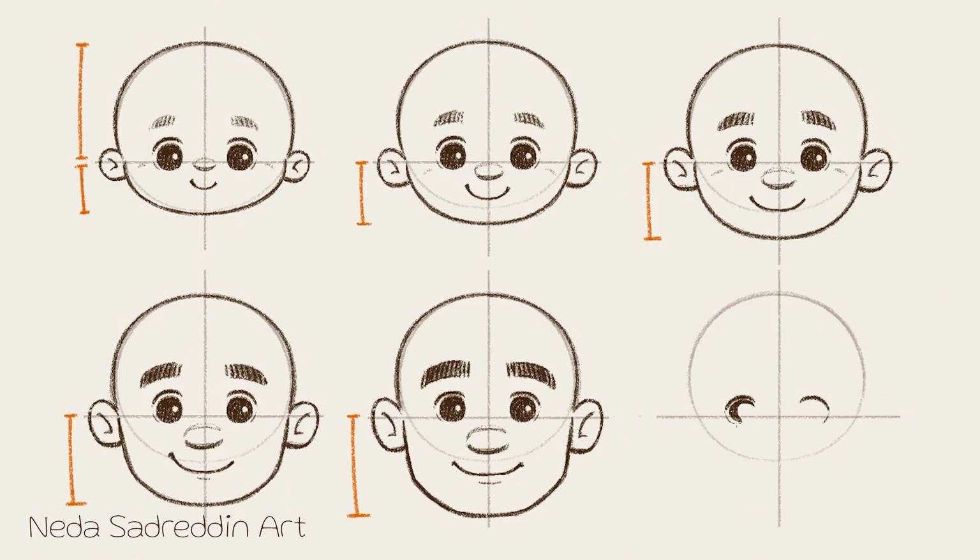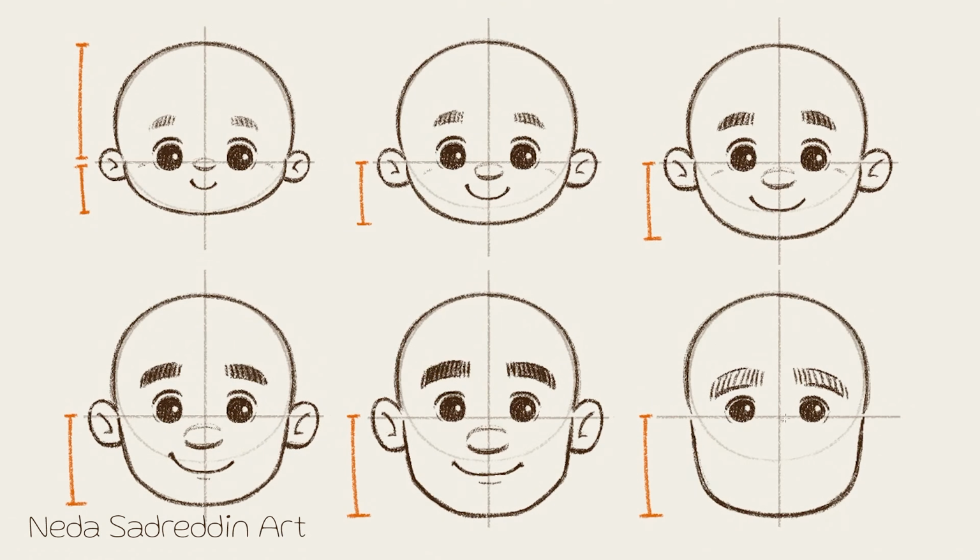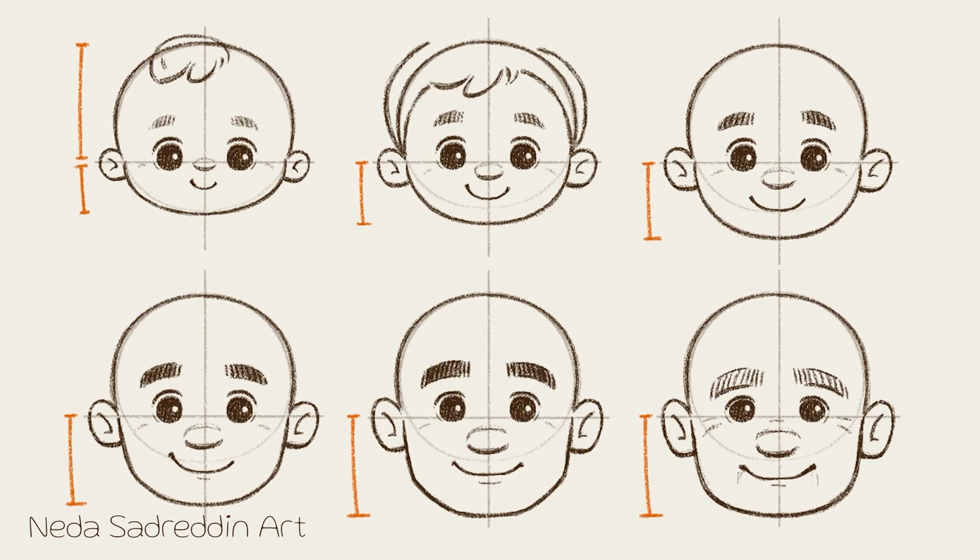For an older adult, I make the eyes droopier and lower the brows. The jaw is softer and less defined. I lower the nose and mouth and draw tiny wrinkles. And of course, a suitable hairstyle for each age makes the drawing even more relatable.